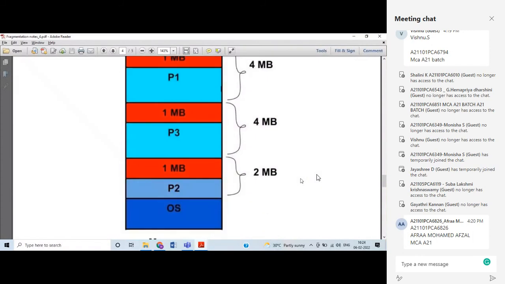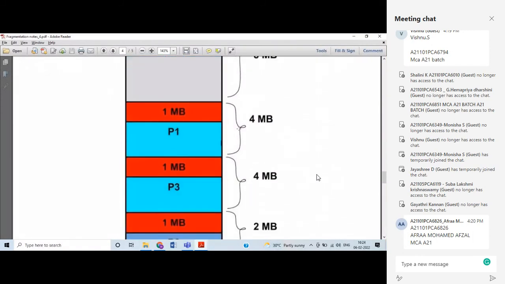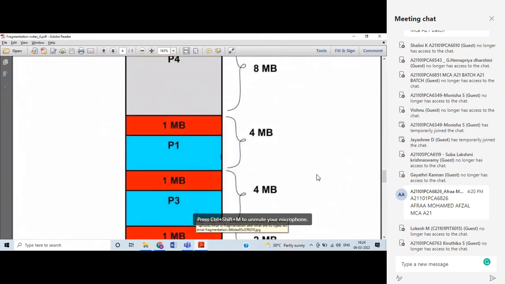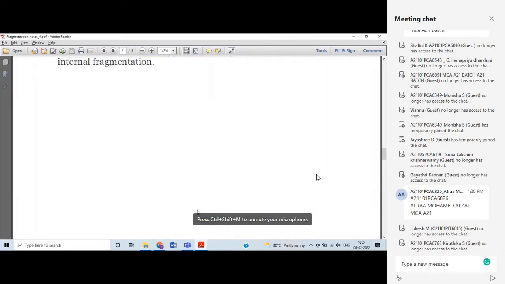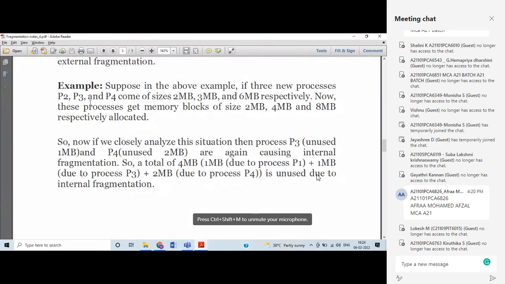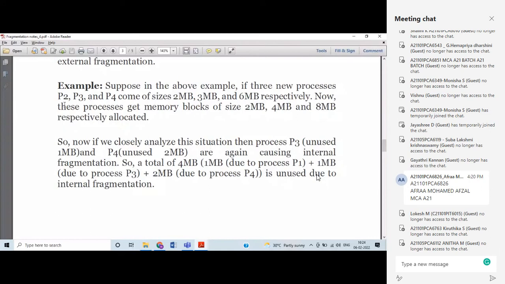So in the figure, just look at this. We have 4 processes, P1, P2, P3 and P4. See the size of the processes in the example.